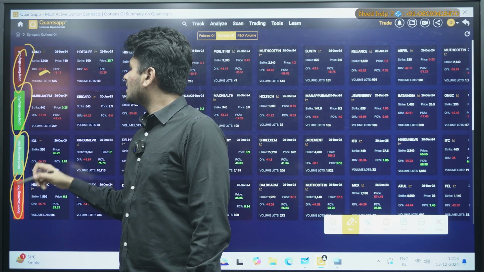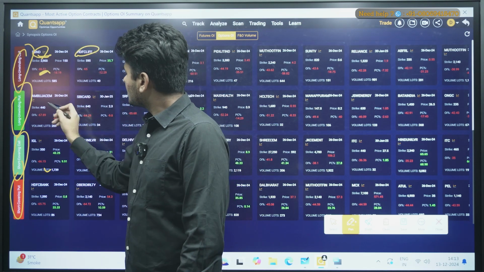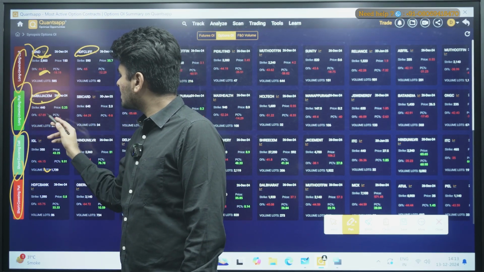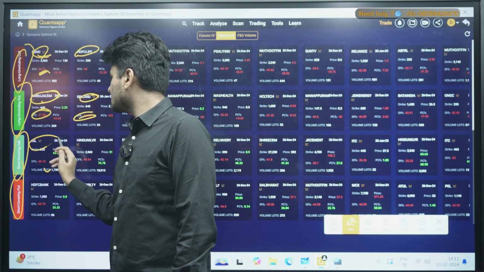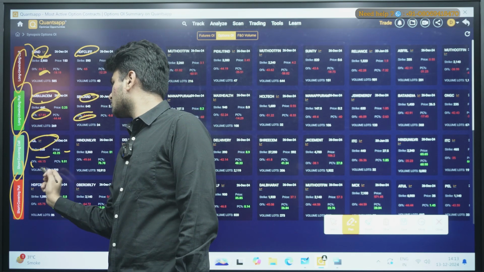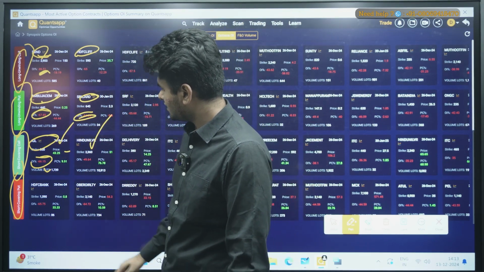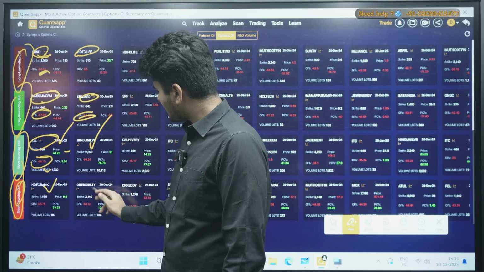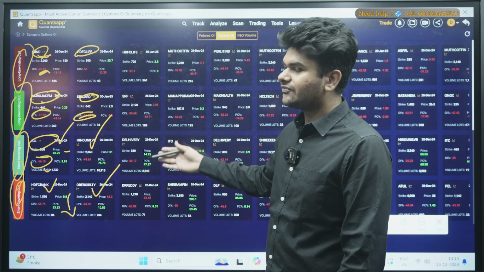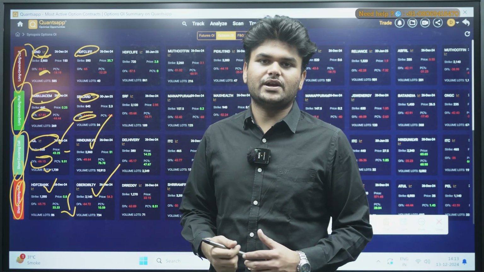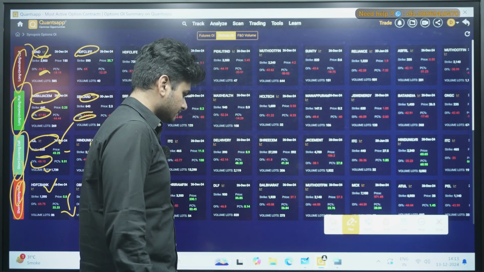Call buyers are exiting from PIND and HDFC Life. Put sellers are unwinding from Ambuja Cement and SBI Card. In IGL we are seeing call sellers unwinding their position. So call sellers are exiting from IGL and Hindustan Unilever, and put sellers are exiting from HDFC Bank. That means somewhere we can see a downward momentum in these particular stocks. So you can identify such stocks and create a direction for yourself using the options OI.